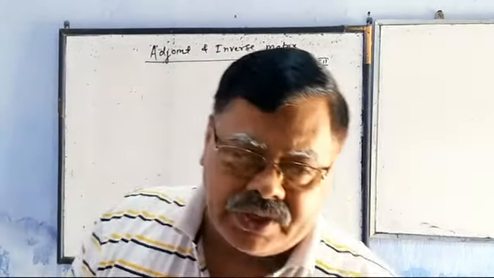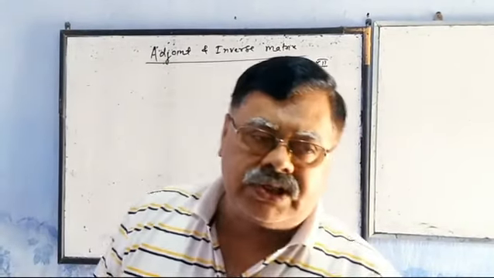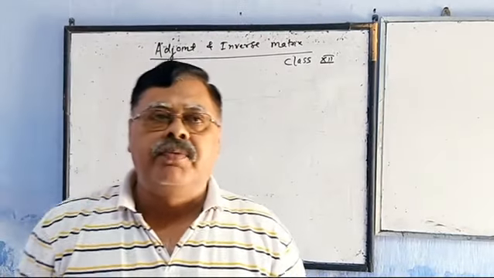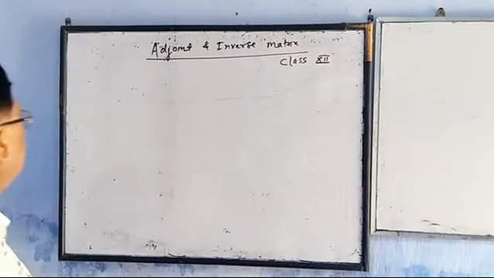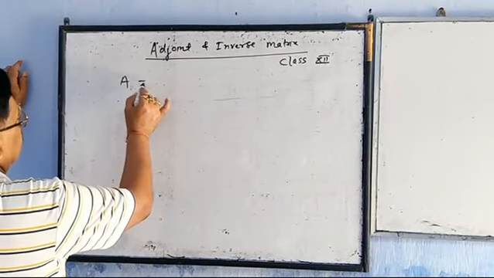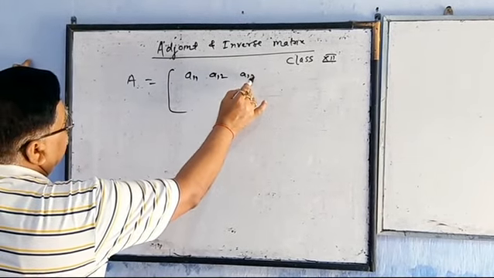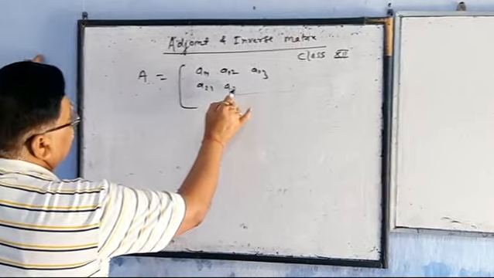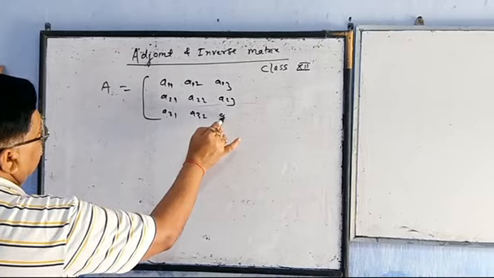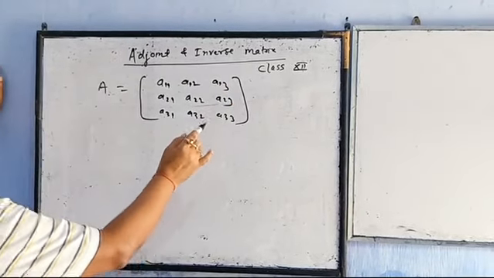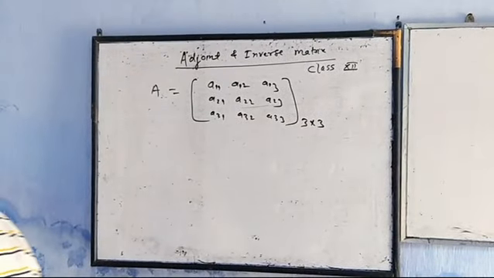So what is the adjoint of a matrix? How can we find the adjoint of a matrix? I am going to show an example before you by which you can understand. Let A be a square matrix of order 3: A11, A12, A13, A21, A22, A23, A31, A32, A33.